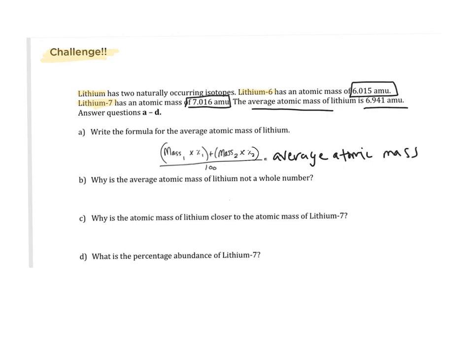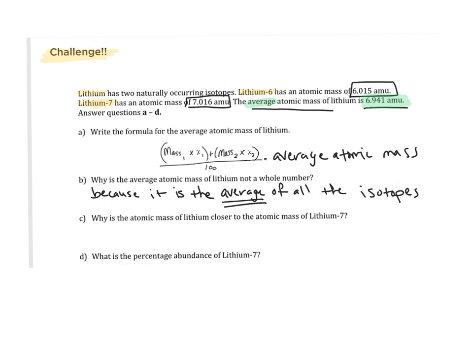Question number 2. Why is the average atomic mass of lithium not a whole number? They mean this average, the one we have highlighted here. Let me highlight it again in green. This is the average. Why is it not a whole number? Because it is the average of all the naturally existing isotopes. That's why it's not a whole number, because it's an average.